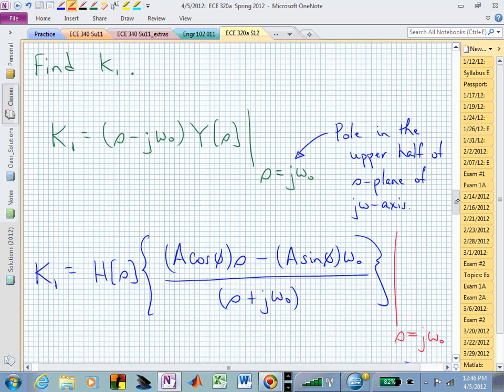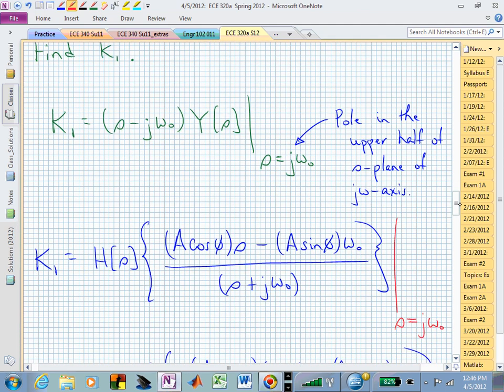Let's now replace y with what we've already defined it to be. But once we've multiplied that y by the s minus j omega naught, the denominator now becomes simplified. We've now canceled a half of that, or a piece of that denominator, and we're just left with the factor associated with the pole down in the lower half of the s-plane. That's all I've done in this line below the green line. And K1 then, if we can simply evaluate this expression, will be what we need.